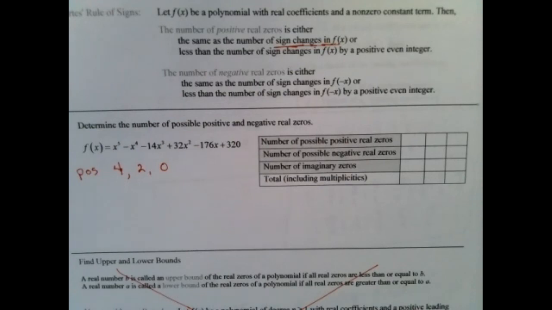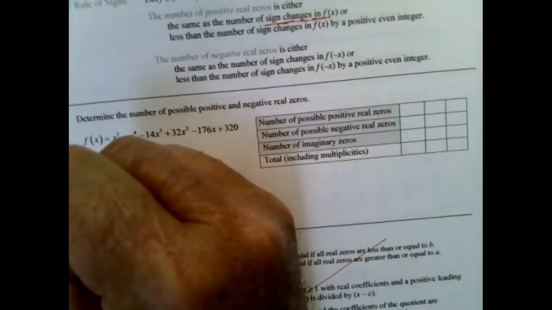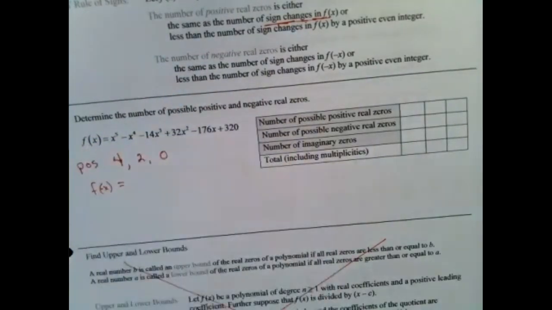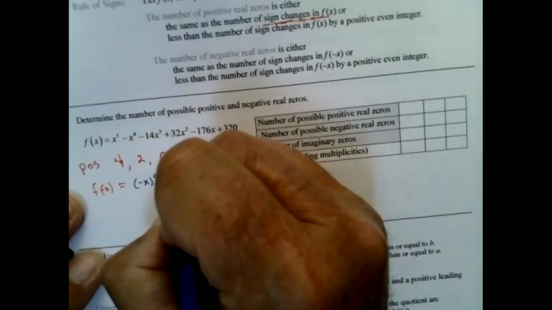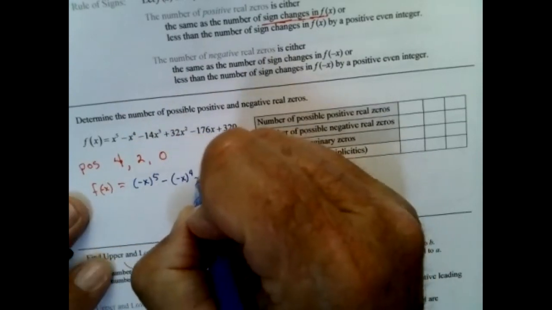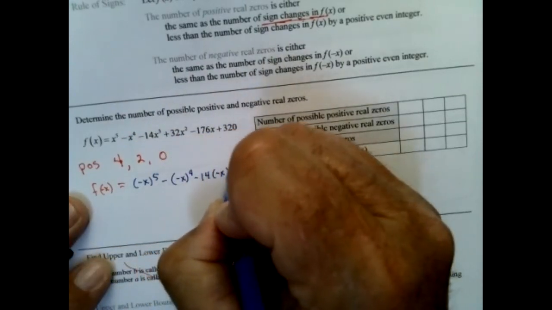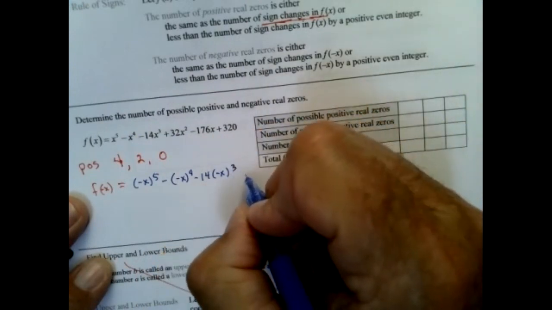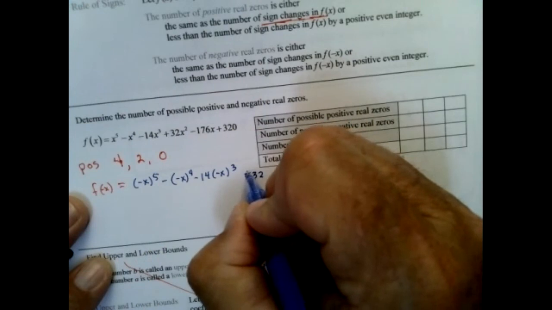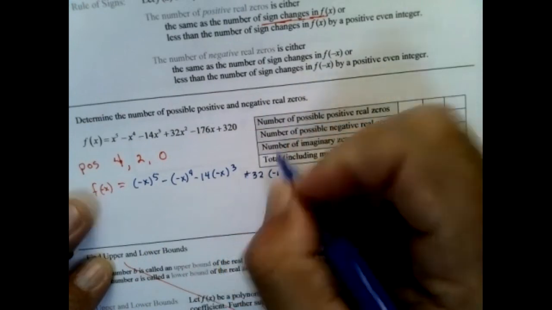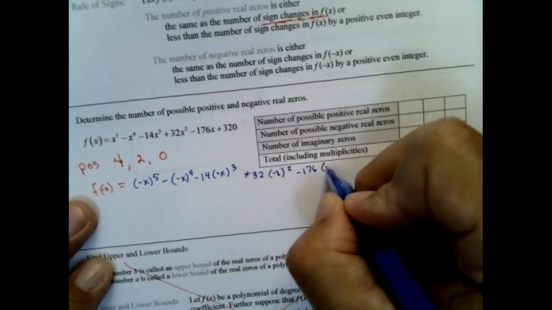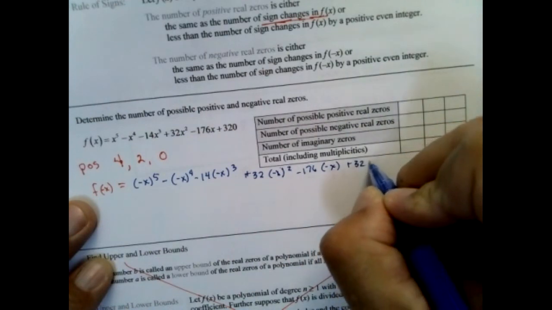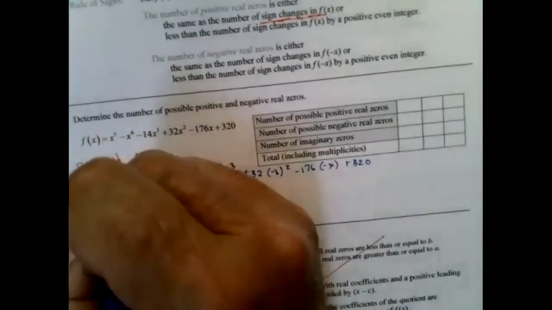Now negatives. Negatives come from if I do f of negative x into my equation. So if I did this guy, I get negative x to the 5th minus negative x to the 4th minus 14 times negative x cubed. Plus 32 times negative x squared minus 176 times negative x plus 320. Goodness gracious. Cleaning it up.